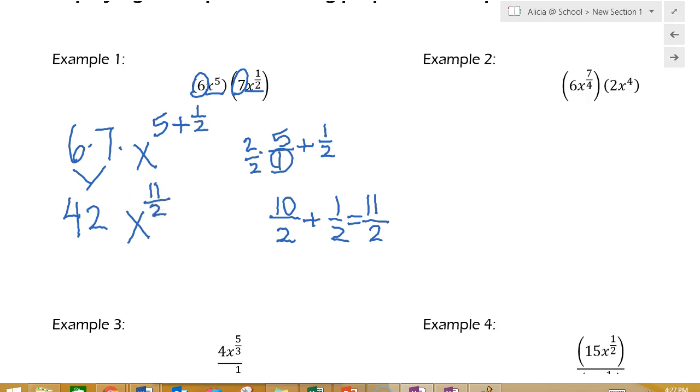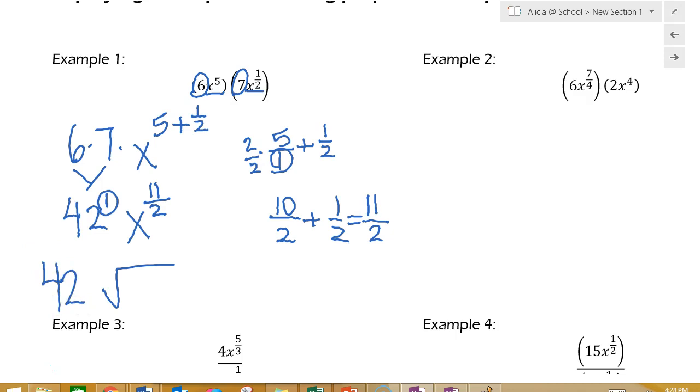Now, the one thing that you can't forget to do is that my answer is not complete. I still have to rewrite this in radical form. Remember that this 42 has its own exponent of 1. In the previous video, we only rewrite bases that have exponents as fractions inside of our radical symbol. So my 42 has an exponent of 1. That is a whole number. I'm going to write 42 on the outside of my radical.